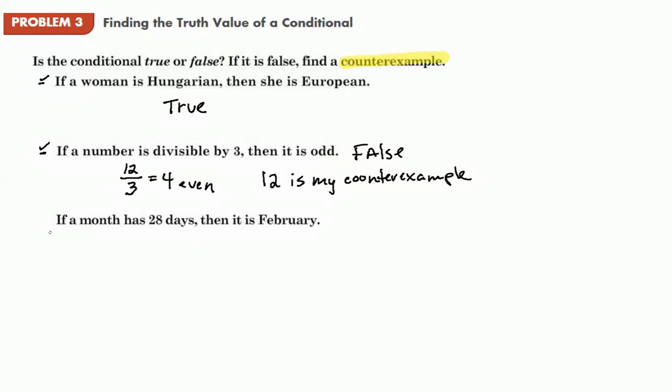Okay, let's go on to the third one. If a month has 28 days, then it is February. Well, if you look at your calendar, all months have more than 28 days except February. So this one is a true statement. There's no other month I can show that has 28 days. Only February has 28 days. So therefore it's a true statement.